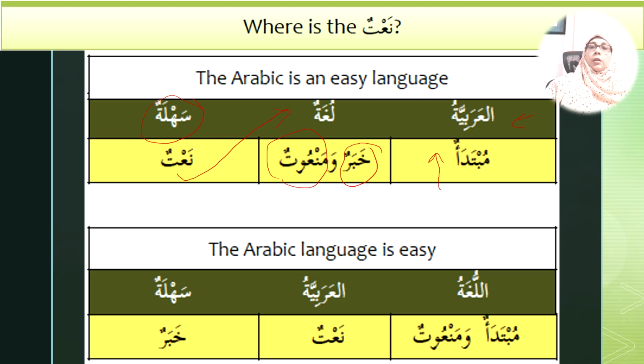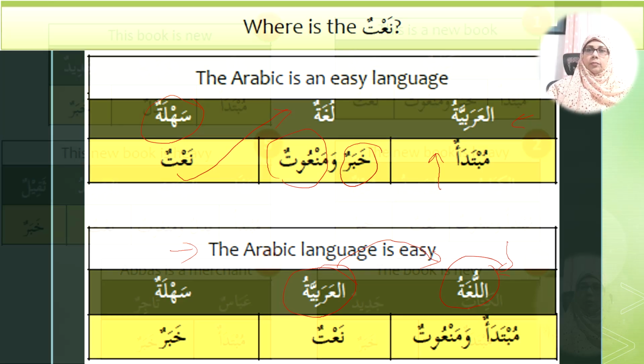Easy language. So in the next sentence, al-lugatul arabiyatu sahlatun. Here the meaning is the Arabic language is easy. So here al-lugatu is the mubtada and it is the man'ut. And here al-arabiyatu is the adjective because it matches exactly al-lugatu. So now it's describing the language, right? So the Arabic language. So here Arabic is now functioning as the adjective. Okay, so the Arabic language is easy. Sahlatun is the khabar here.